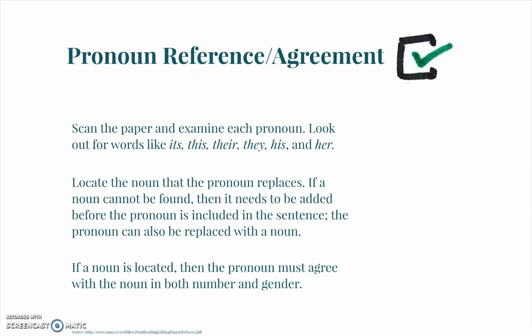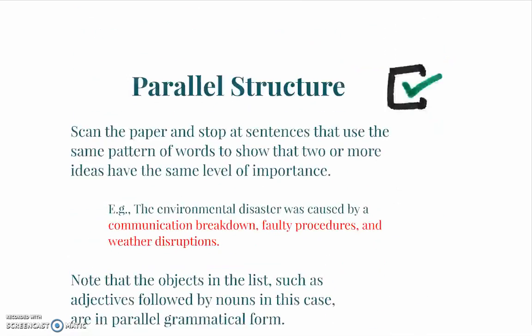Pronoun reference or agreement. Scan the paper and examine each pronoun. Look out for words like its, this, their, they, his, and her. Locate the noun that the pronoun replaces. If a noun cannot be found, then it needs to be added before the pronoun is included in the sentence. The pronoun can also be replaced with a noun. If a noun is located, then it must agree with a pronoun in both number and gender.